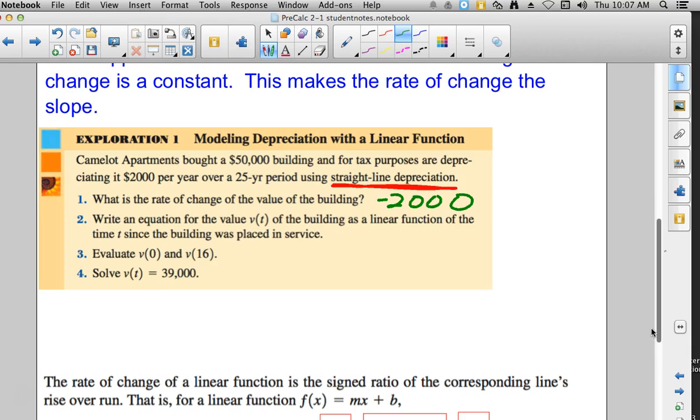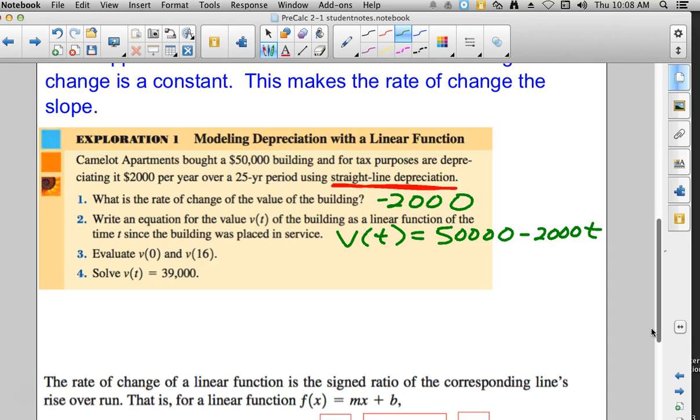Part 2 says, write an equation for the value v of t. So they don't want us to use x, they want us to use t. Of the building as a linear function of the time t since the building was placed in service. How much was it worth when it started? 50,000. To depreciate it, are they adding or subtracting to that value each year? Subtracting. Do we know how much they're subtracting every year? 2,000. And it is per year. So minus 2,000 t, where that t is the number of years.